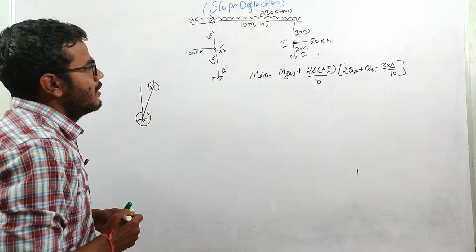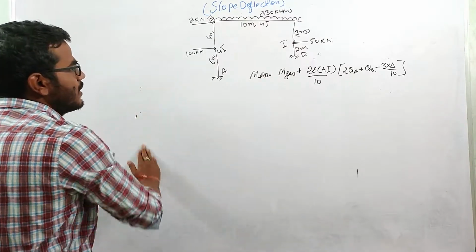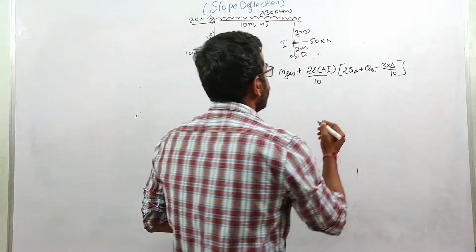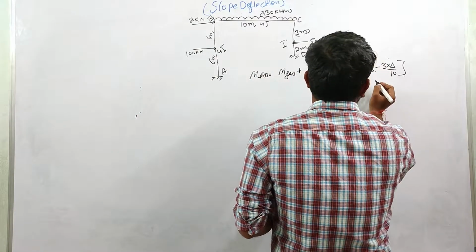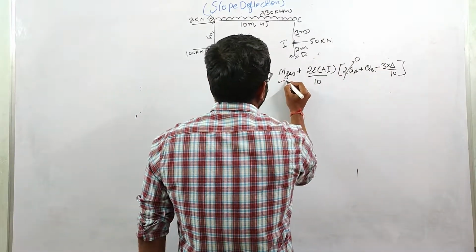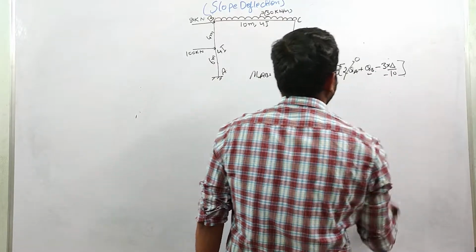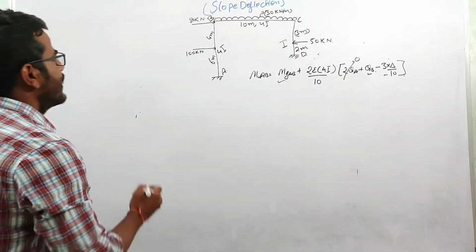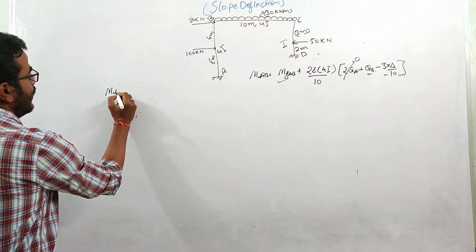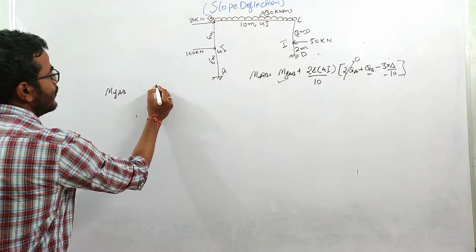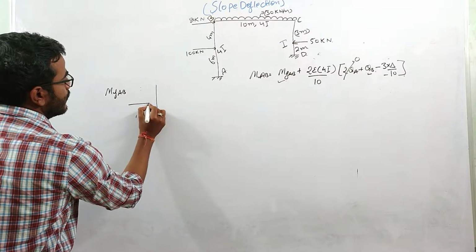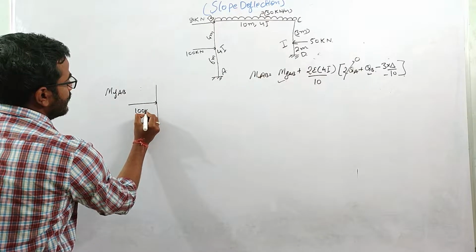Now here you can see the unknowns. Theta A is 0, so we have the unknowns theta B and delta, along with M_FAB. M_FAB, the fixed end moment, we can calculate for this system.